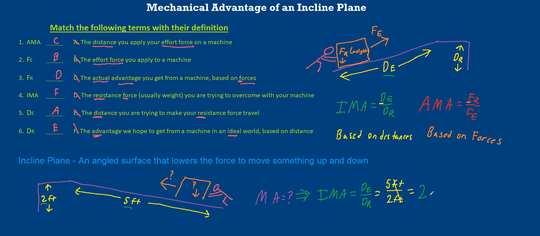Well, that is 2.5. And you could also say 2.5 over 1, or for that matter, you could say 5 over 2, but you could also say it's a 2.5 to 1 ratio. But there's no real reason to write all that as long as you understand that it's a ratio, so it has no units. All you need to know is that the answer is a mechanical advantage of 2.5 in this inclined plane.